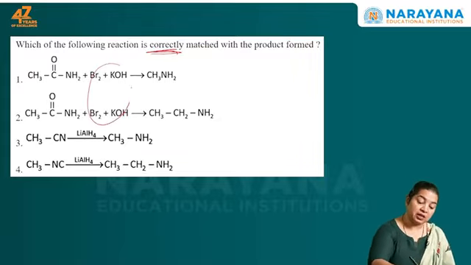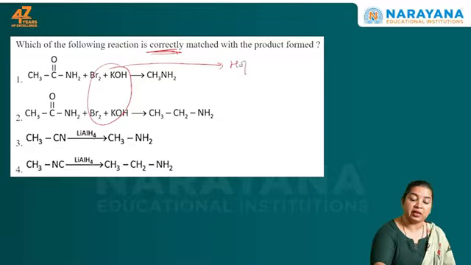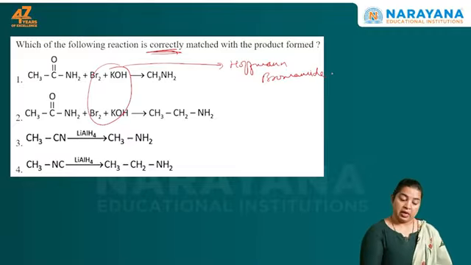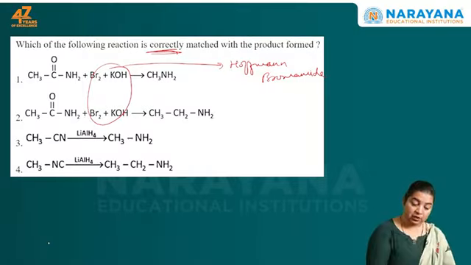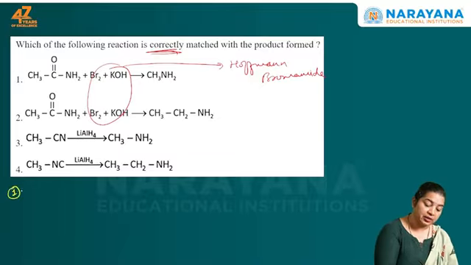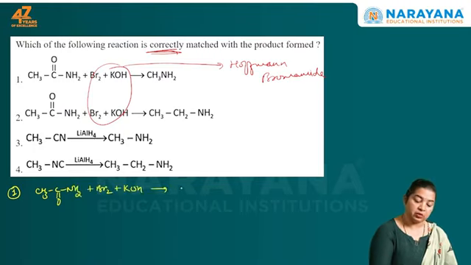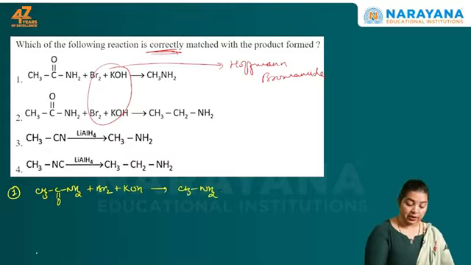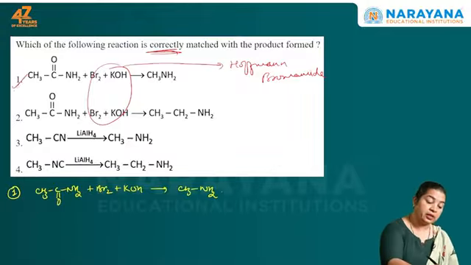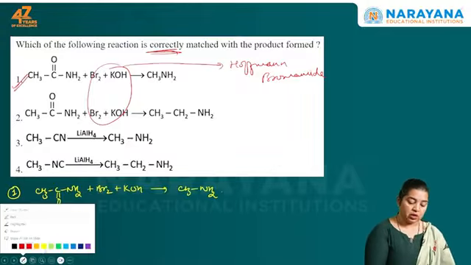And see, again there is a famous name reaction, Hoffman bromamide. It is a step down reaction. We have one carbon decreased. So, first option: CH3CONH2 is treated with bromine and KOH. So, we will have CH3NH2. Oh, that is a right answer. It seems that then the answer should be first. Okay, we will conclude later.